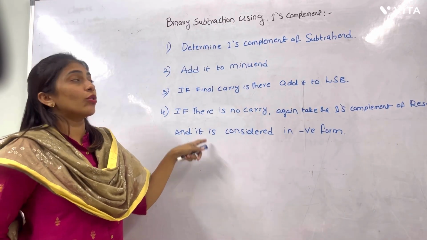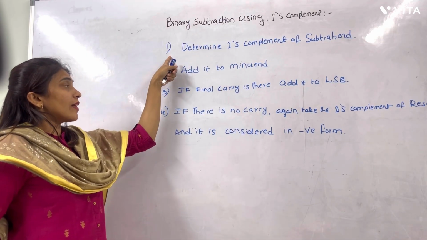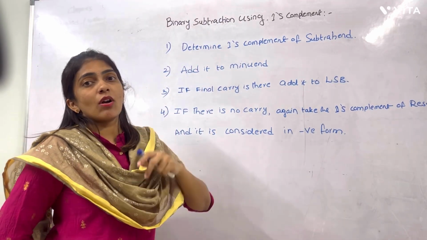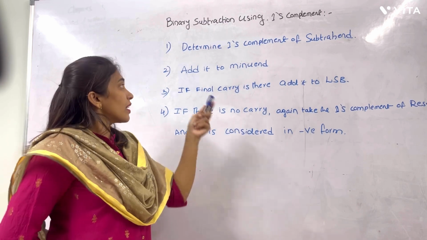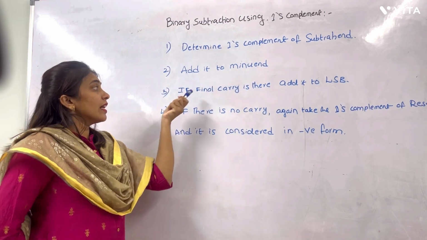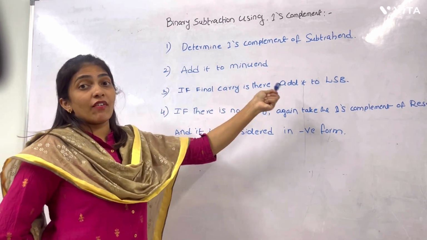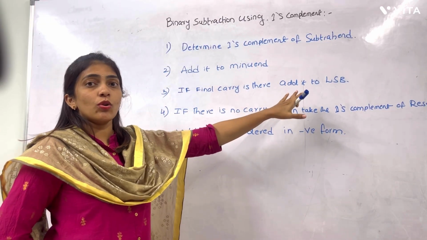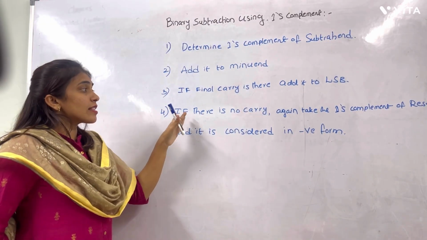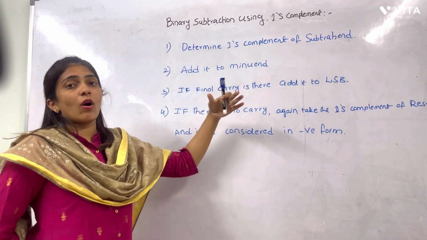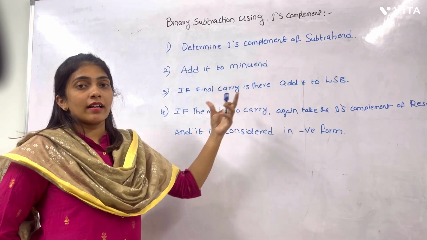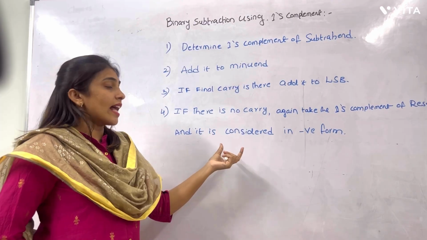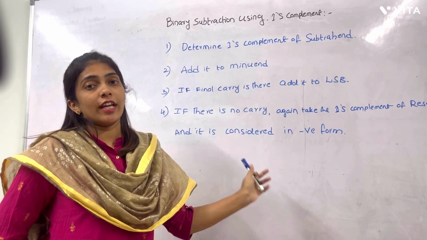Here we have to follow these four rules. First, determine ones complement of the subtrahend and add it to the minuend. If a final carry is there while doing the addition, add it to the LSB. If there is no carry, again take the complement of the result, and that answer is in the form of negative.